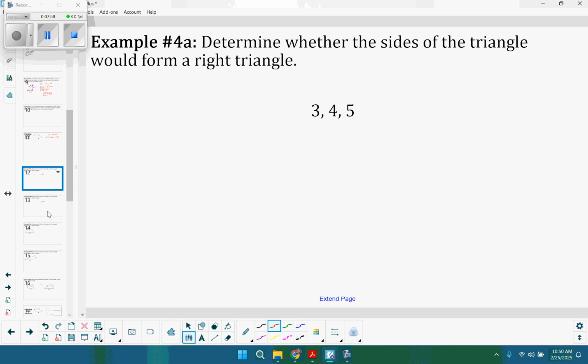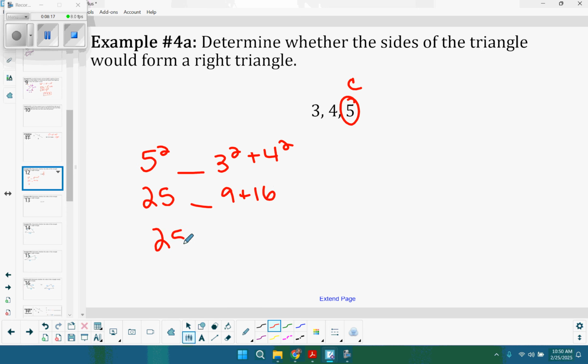So for example, for A, determine whether the sides of the triangle would form a right triangle. The biggest side has to qualify as C, so in this problem, 5 would be my C. So we're going to check 5 squared is something to 3 squared plus 4 squared. So 25 is something to 9 plus 16. 25 is something to 25. So these are in fact equal, so the answer would be yes, it did form a right triangle. As long as it's equal, the answer is yes.